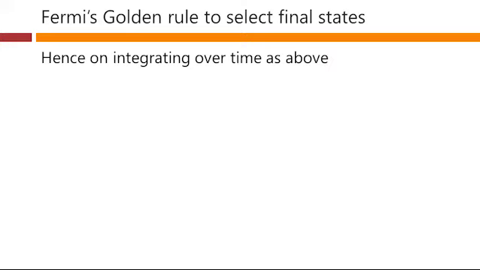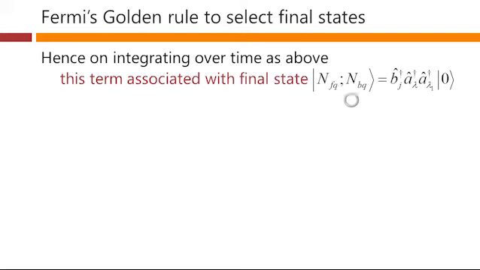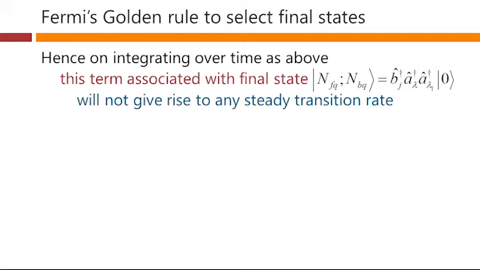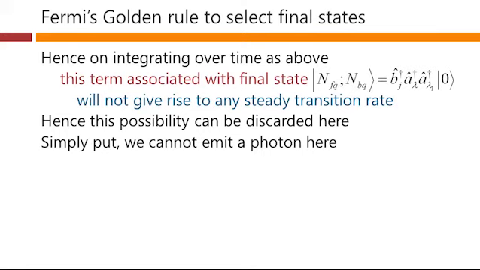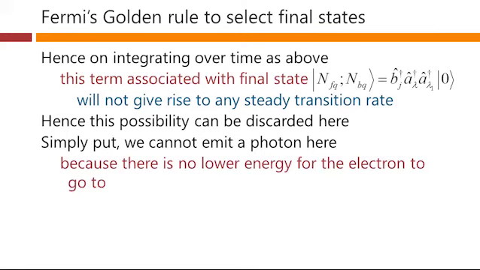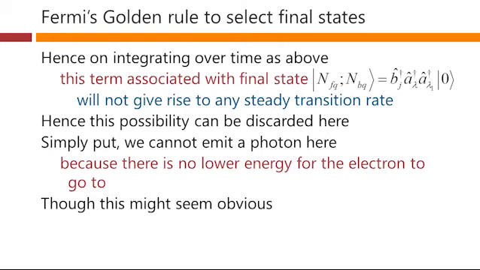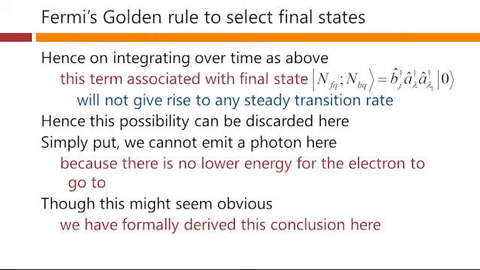Hence, on integrating over time as above, this term associated with this particular final state will not give rise to any steady transition rate, because it's forbidden by the energies not working out in the delta function. Hence, this possible final state can be discarded, at least when starting with the initial state we were looking at. Simply put, we cannot emit a photon here because there is no lower energy for the electron to go to. Now, this might have seemed obvious to start with, but we formally derived this conclusion here, not merely presumed that it is obvious.